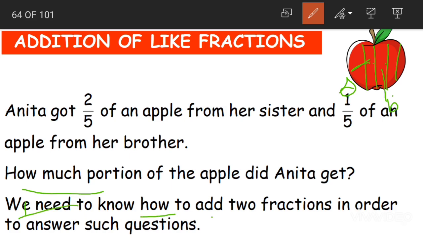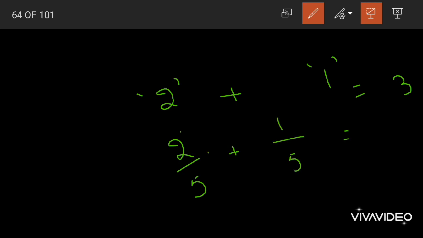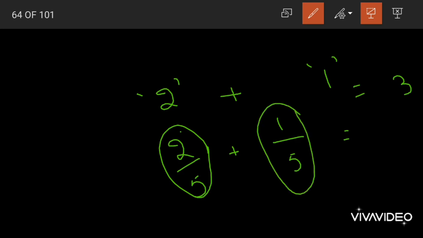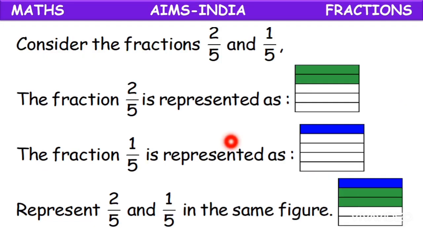We need to know how to add two fractions in order to answer such questions. Suppose I say that Anita received 2 apples from her sister and 1 apple from her brother, how will you find out the total apples Anita has? We will add, yes, 2 plus 1 is equal to 3. But here we are not having whole numbers, we are having fractions. We have 2 by 5 plus 1 by 5. We need to add both these fractions together.